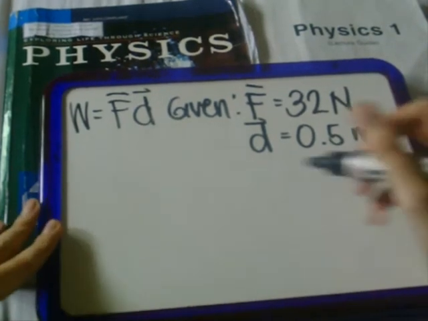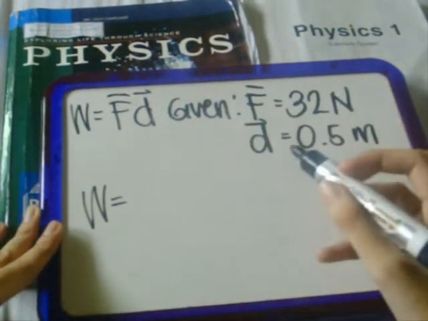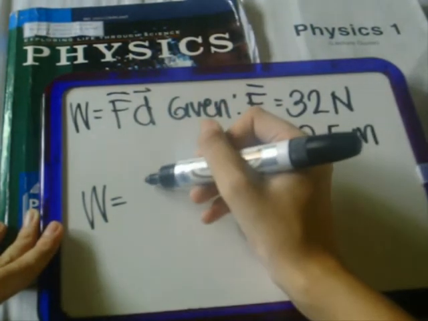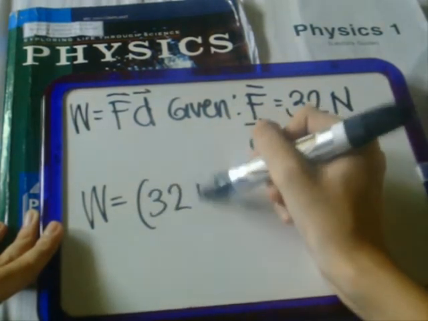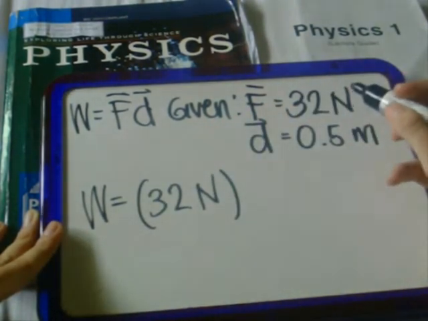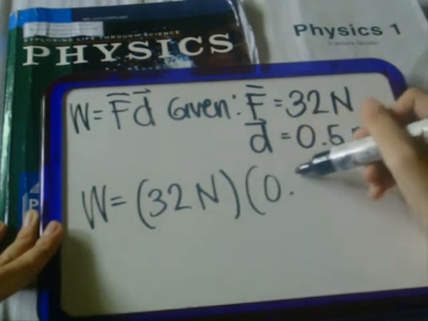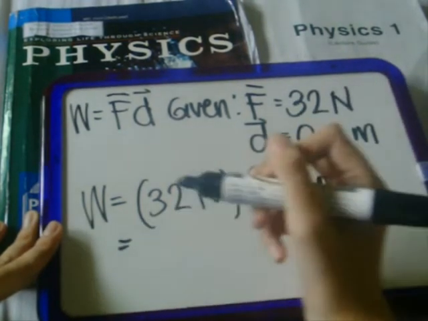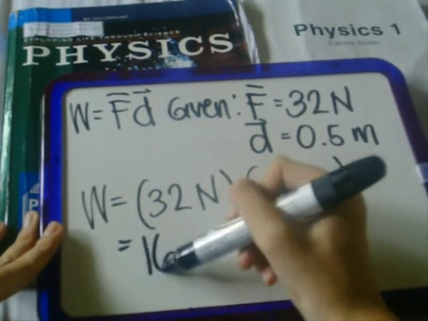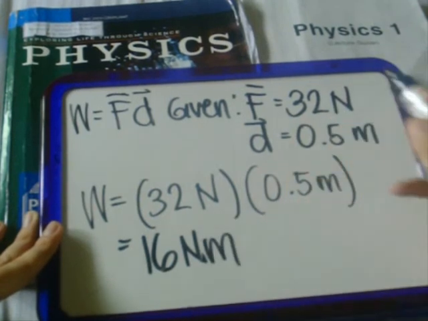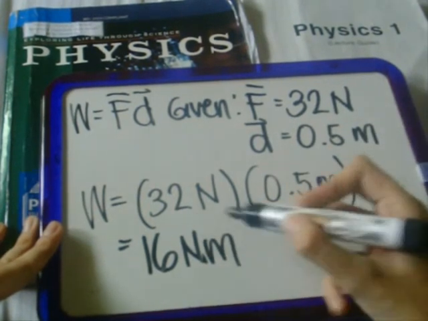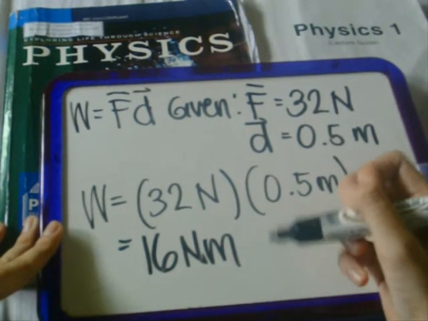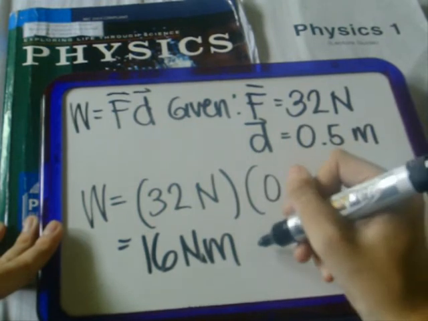Work done by applied force is Fd. Thus, work done is equal to 32 newton multiplied by 0.5 meter. Work done is equal to 16 newton meter. Since 1 newton meter is equal to 1 joule, we can also say that the work done is 16 joule.